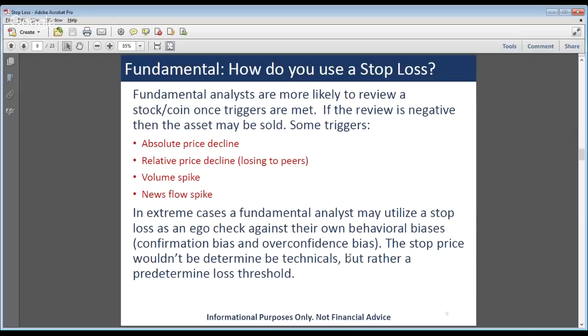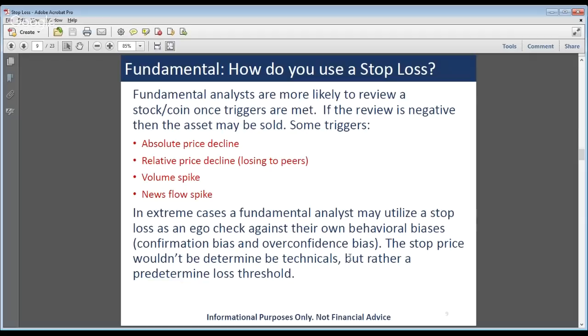So how do they actually use a stop loss in this case? Generally, fundamental analysts are much more likely to institute what we call a review, versus an automated hard stop loss. A review would be they would dive into the coin or stock and determine whether or not to continue to hold or if they need to sell. So what might trigger some sort of review? It could be an absolute price decline. So if Walmart or a crypto declines 10%, and 10% is the line in the sand, that would trigger a review.